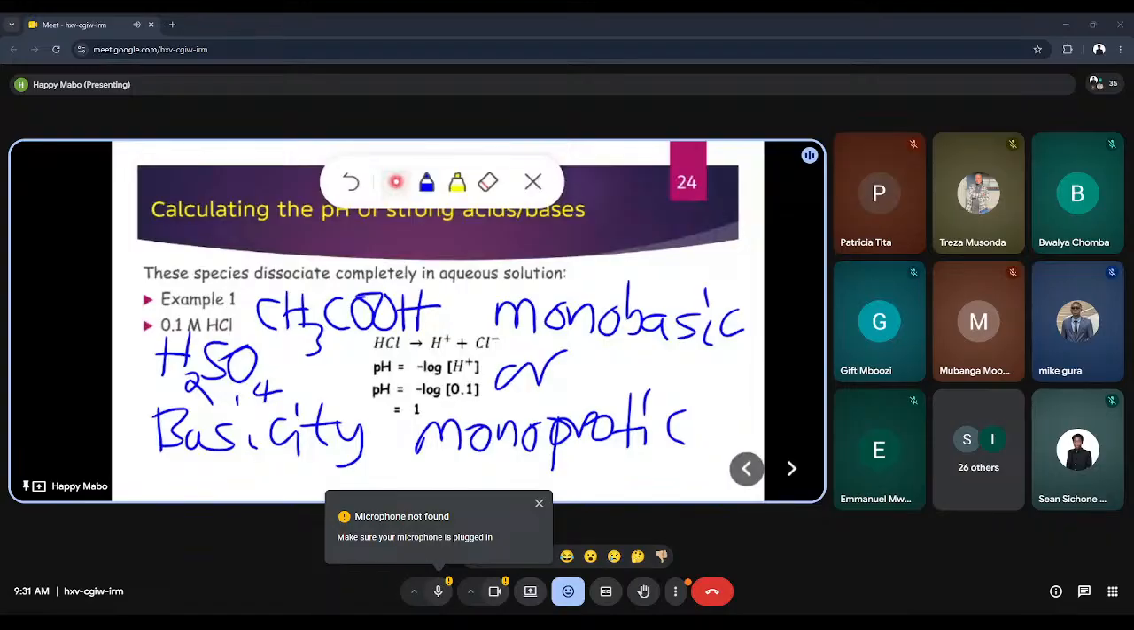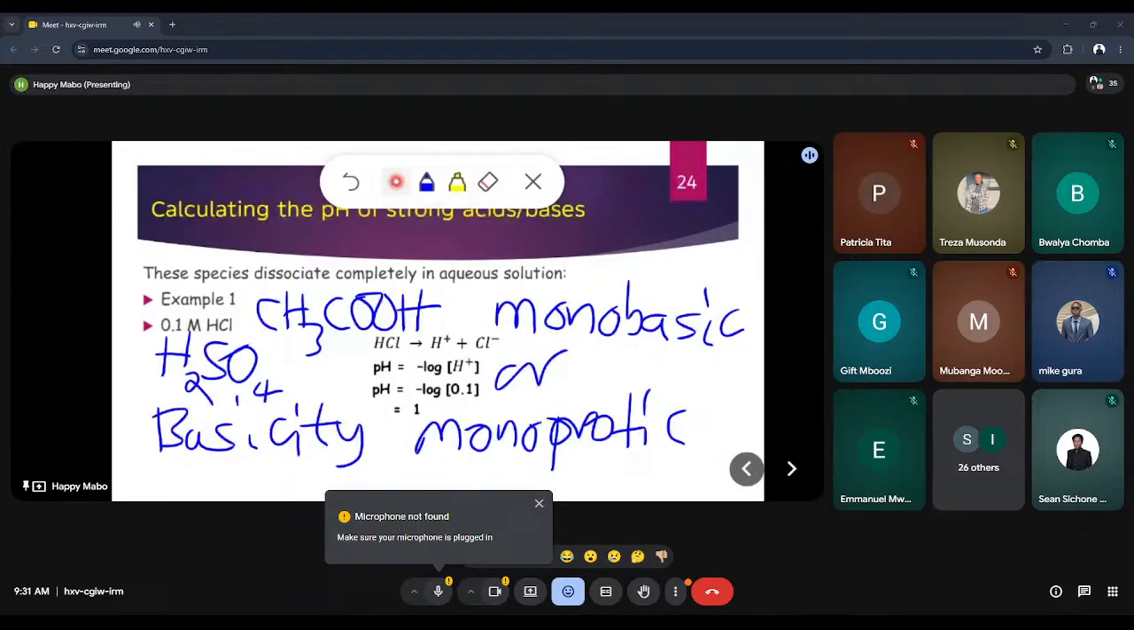Therefore, sulfuric acid is a dibasic acid or a diprotic acid, or if you want, you can call it a polybasic or polyprotic acid, because poly in this case means many, and two can mean many depending on how you are looking at it. Is that understood? Yes, sir. Okay, good.